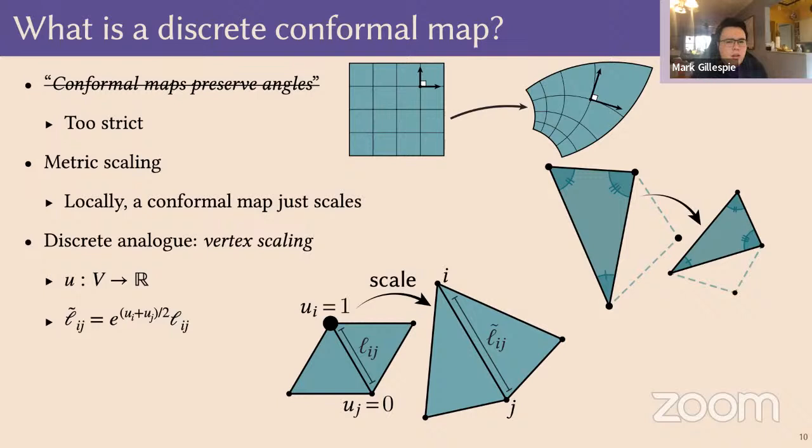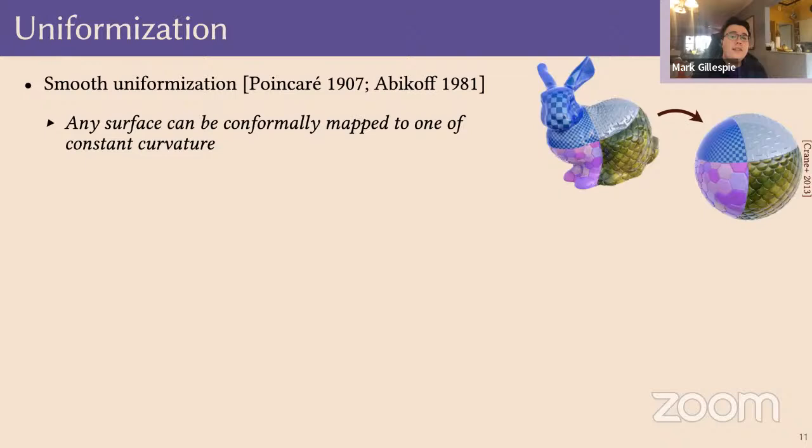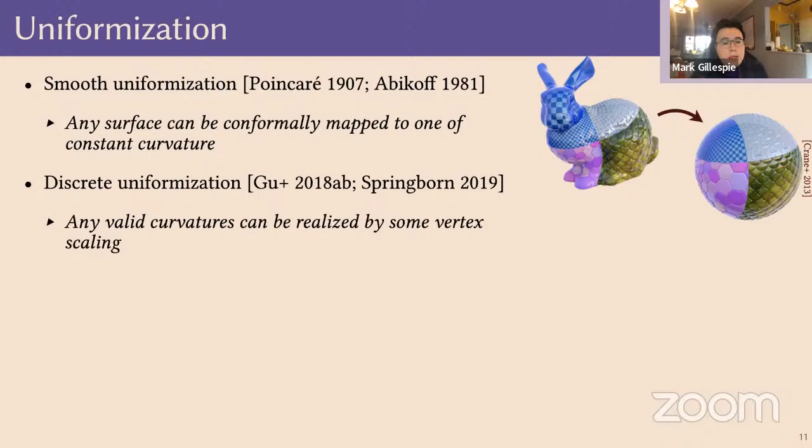Now, while this definition appears very simple, it's actually just flexible enough to lead to a rich mathematical theory, capturing many of the nice properties that smooth conformal maps have. And one of the most important properties captured by vertex scaling is the uniformization theorem. In the smooth setting, the uniformization theorem guarantees that any surface can be conformally mapped to one of constant curvature. But amazingly, there's an analogous discrete uniformization theorem for triangle meshes, which guarantees that given any triangle mesh and any valid curvature, there's some vertex scaling which induces that curvature, no matter how wild your mesh is.